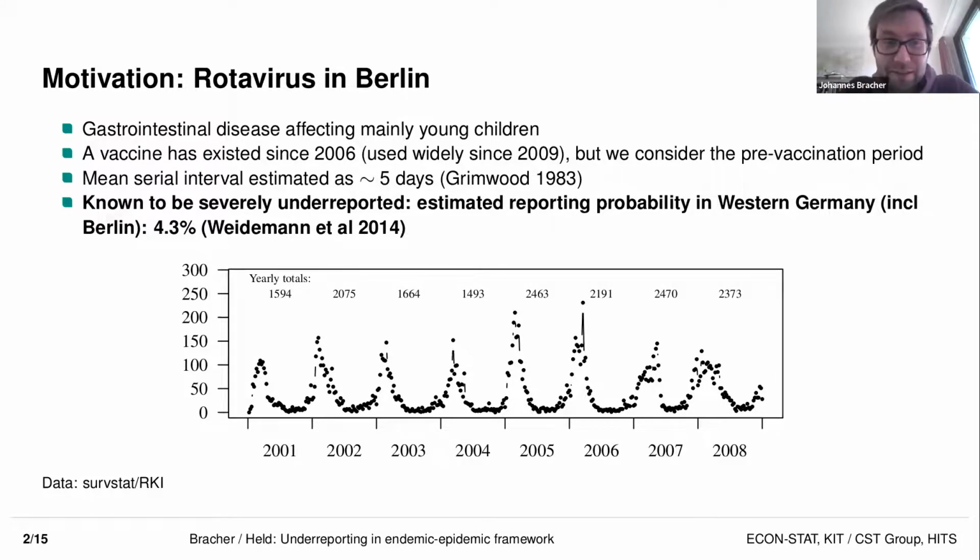It's a gastrointestinal disease affecting mainly young children. It's vaccine preventable actually, but we're looking at pre-vaccination data. Mean serial interval is roughly 5 days. And this disease is known to be subject to strong underreporting. A study from a couple of years ago states that in Western Germany, and we count Berlin as Western Germany in this case, only 1 in, let's say, 20 cases is really reported of that disease.